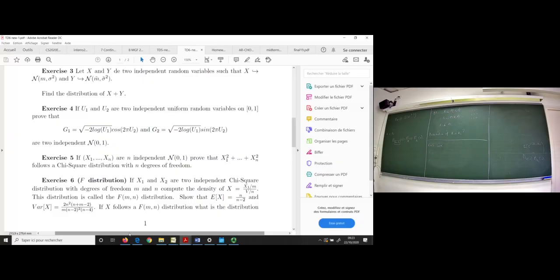And at the end, you just have to say that here I recognize the moment generating function of a gamma(A plus B, lambda), so X1 plus X2.